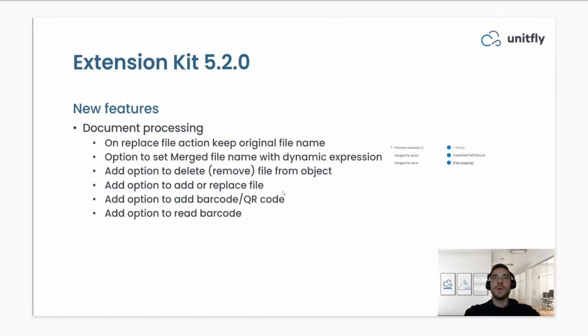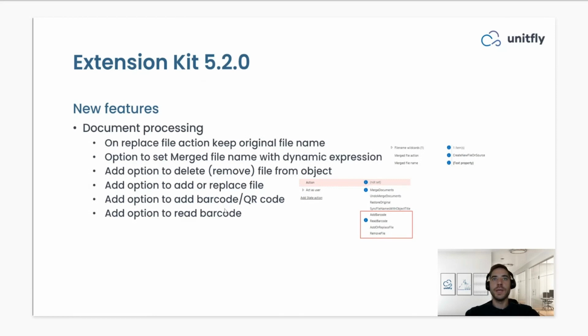And we also added four new actions to the model. The first one is to delete a file from an object. You can delete it from the source object or from some object from the defined vault search. The next one is the option to add or replace a file. Here you can also add or replace a file to the source object or to some object from the vault search.